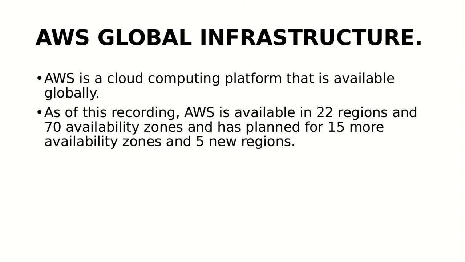Now AWS provides you infrastructure across the globe. AWS is a cloud computing platform that is available globally. As of this recording, AWS is available across 22 regions and 70 availability zones, and has planned for 15 more availability zones and 5 new regions. So AWS spans the globe with footprints across 22 regions, and within these you have 70 availability zones. Remember, this is as of this recording, so in the future these numbers will surely increase.